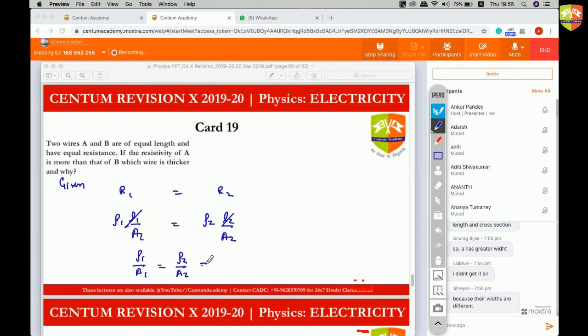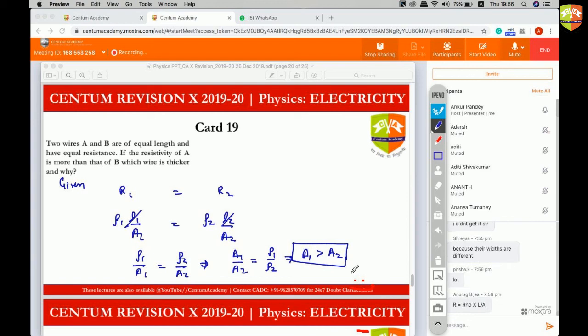I'll write it step by step as well. Given R1 is equal to R2. You can write rho 1 L1 upon A1 is equal to rho 2 L2 upon A2. L1 and L2 got cancelled. So rho 1 upon A1 equals rho 2 upon A2. This implies that A1 upon A2 is equal to rho 1 upon rho 2. Implies that A1 is greater than A2. Clear?